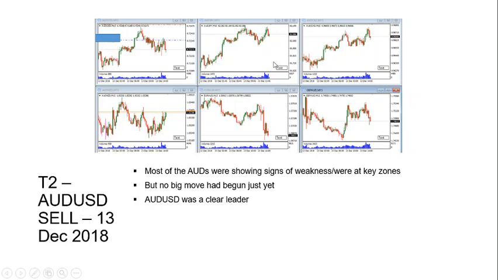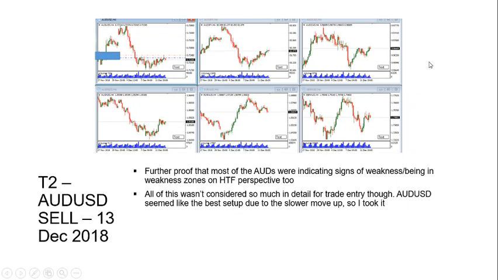So over here, you see that most of the Aussies were showing weakness or were at key zones, but no big move had begun yet. And Aussie US was a clear leader because it's showing the lower high, lower low. And yeah, I thought that was the best pair. So this was further proof that Aussies were indicating signs of weakness or being in weakness zones on the high time frame perspective as well.